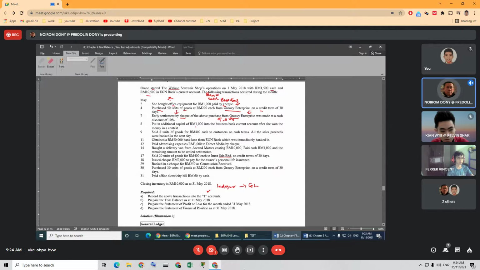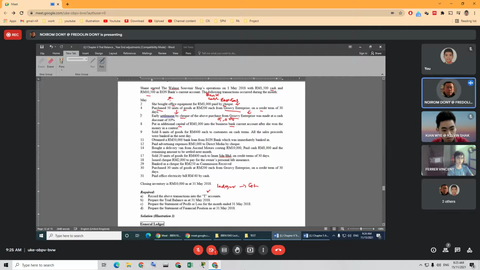Put in additional capital 1,000 into the business bank account after she won the money in the contest. So capital and bank, that is the keyword. So meaning increase of capital, increase of bank. So follow the double entry rules. So bank will be debited, capital will be credited.